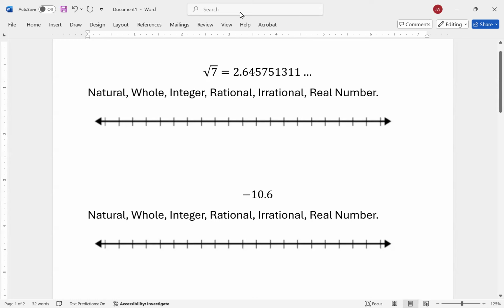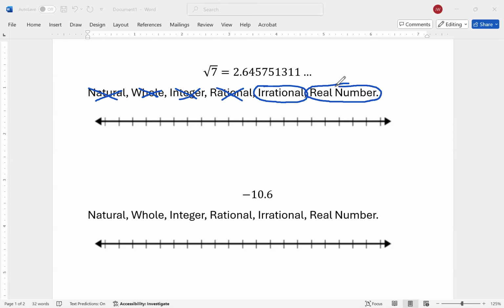So what we can say is that it's not a natural number. Let's cross that one off. Not a whole number. Not an integer. And it's not rational because we don't have a repeating pattern. It is irrational because I can plot it on the number line. And it is a real number because I can plot it on the number line. So square root of 7 is irrational and real.